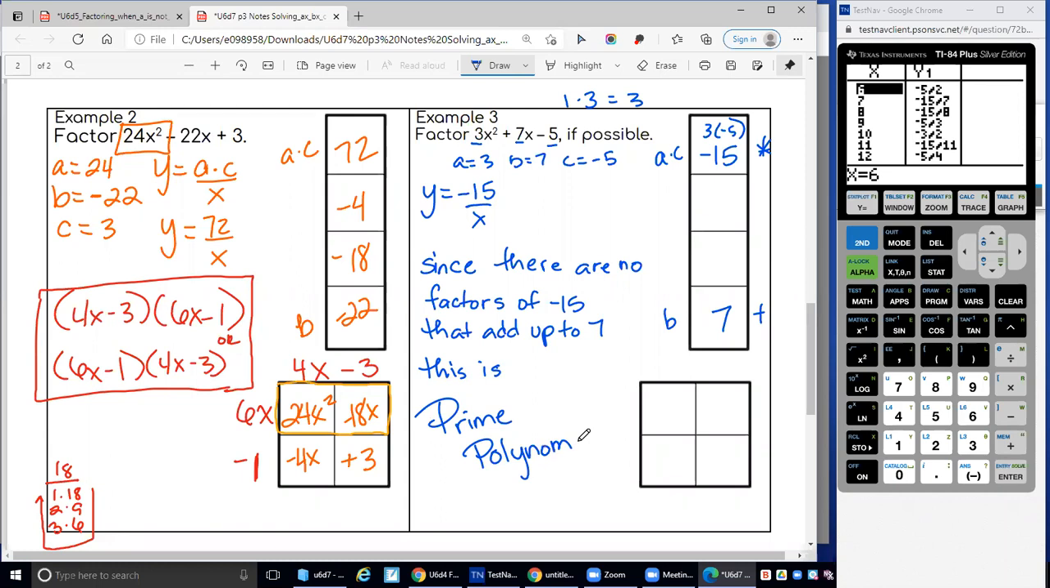Just like a prime number can't be divided by anything other than itself, a prime polynomial cannot be rewritten as a product of 2 smaller polynomials. So the answer is prime polynomial. Doesn't mean that there's not a solution, just means that we cannot factor it. Any questions on that?